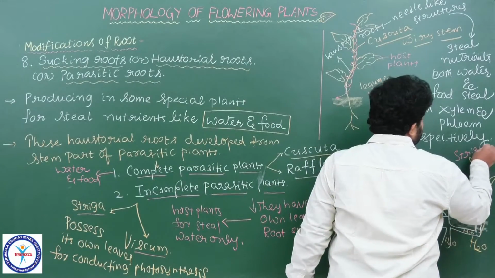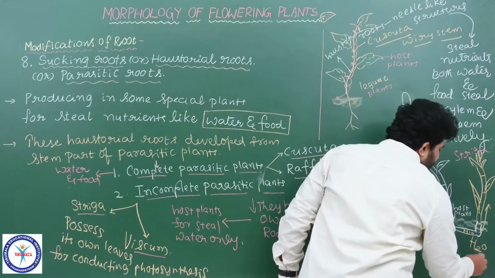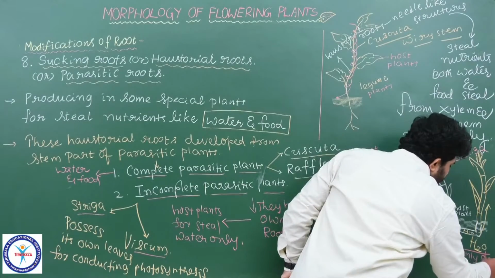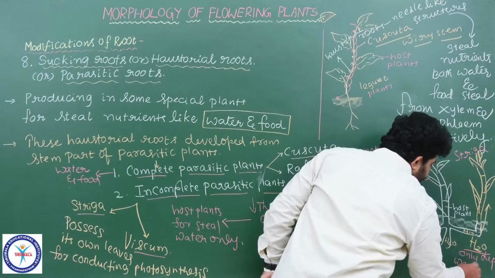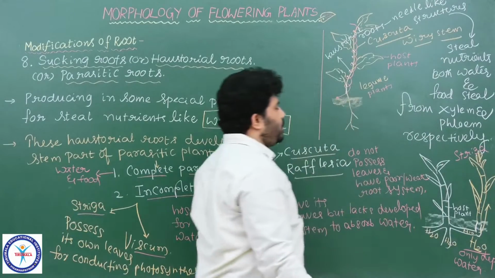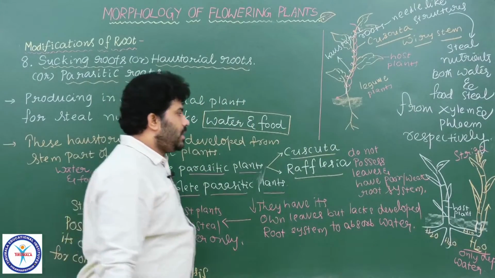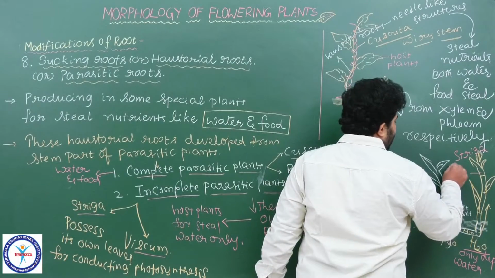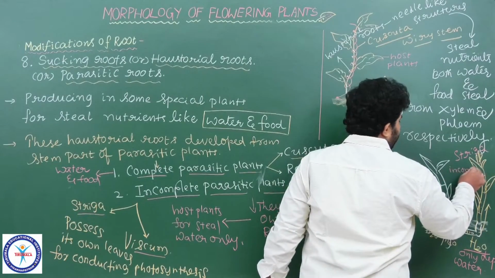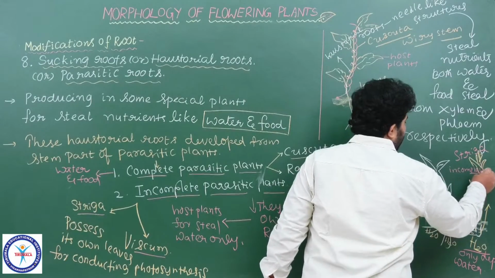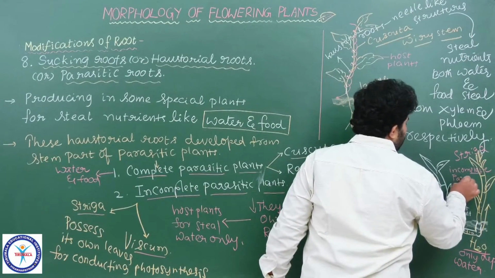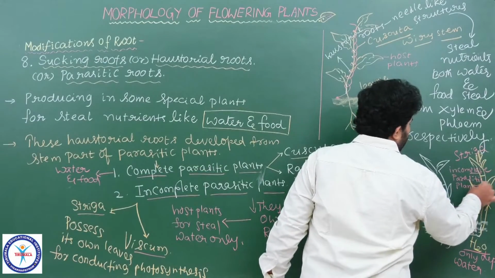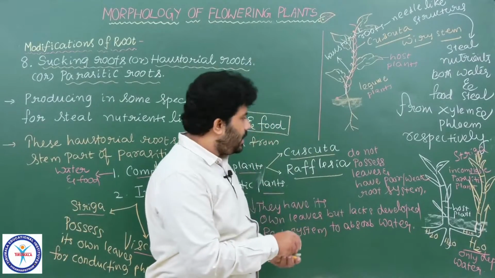What is the plant? It is striga. It is an incomplete parasitic plant because it only depends on water. Only one type of nutrient is stolen from the host plant. So this is the host plant, this is the parasitic plant, incomplete parasitic plant, like striga. Striga is the best exemplary plant.